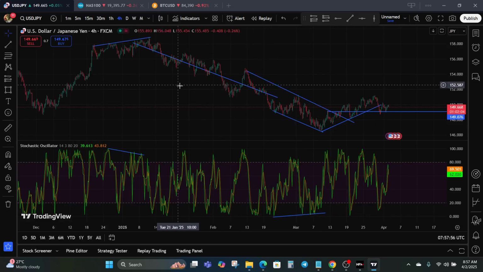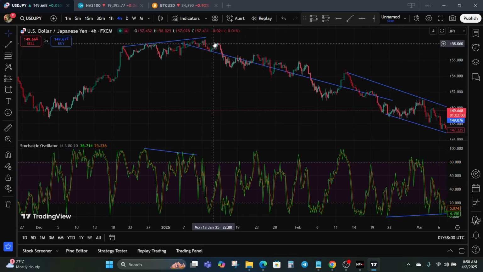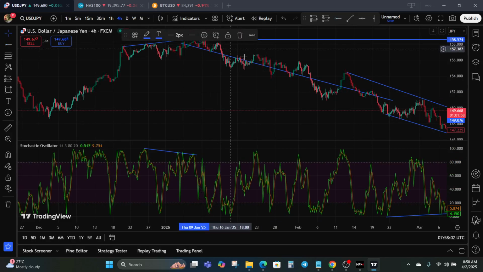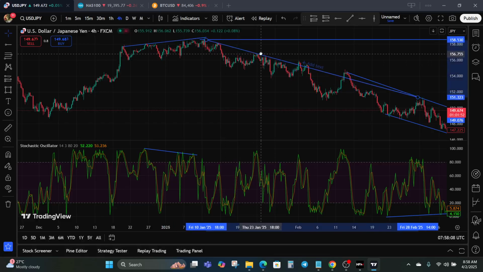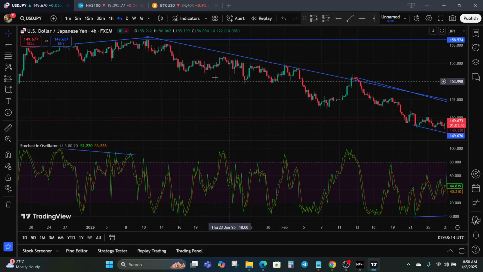Do not just enter because you see the divergence, okay? Look for confluence with support and resistance zones, trend lines, key zones. Make sure that there is a price action confirmation basically before you jump into the trade. All right, look for strong reversal patterns like engulfing candles.